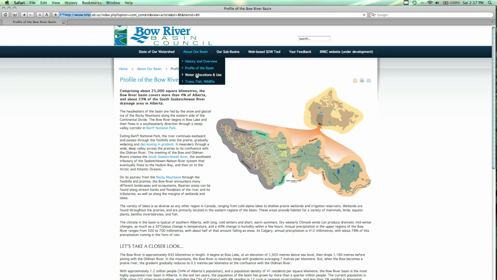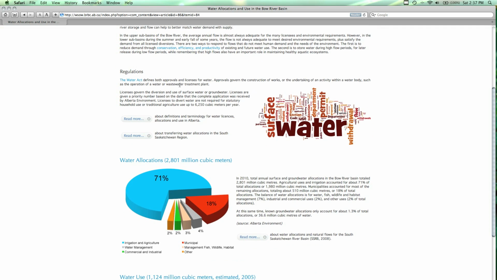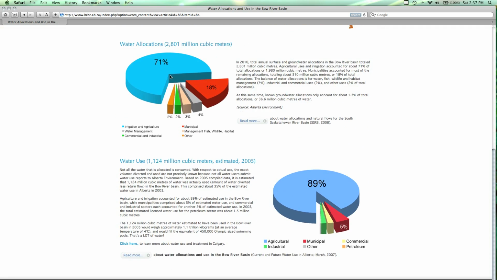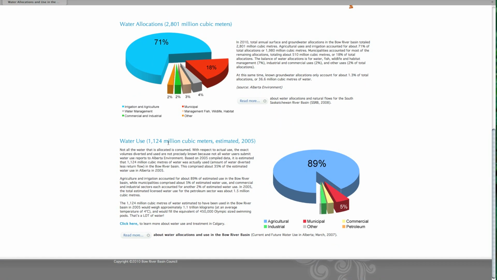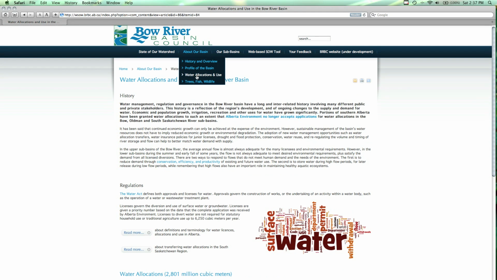This section provides a snapshot of water allocations and use in the basin, and we encourage you to spend some time here to learn more about how water is allocated and how water is used across the Bow River Basin. And finally, there's a section that profiles the trees and plants, the fish and the wildlife across the entire basin itself.